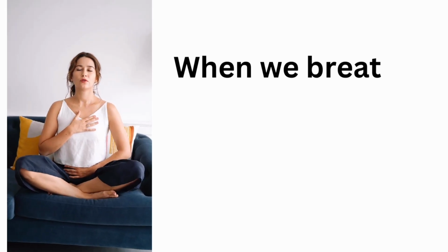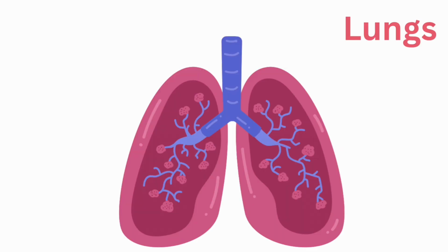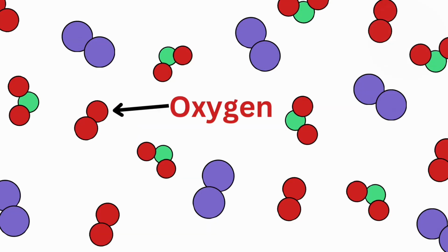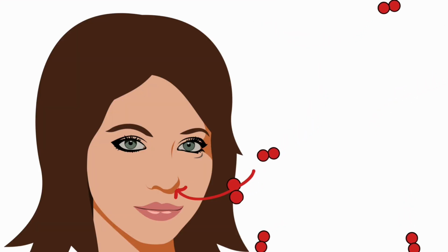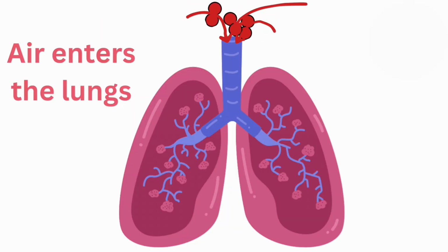When we breathe, air moves in and out of our lungs. And here's a diagram of what your lungs look like. Air is a mixture of lots of different molecules all moving around together. And one of those molecules is oxygen. So when we breathe in, oxygen enters our body. And this oxygen then travels down to our lungs.